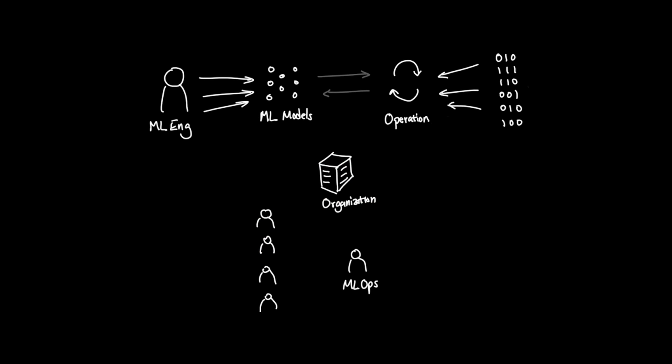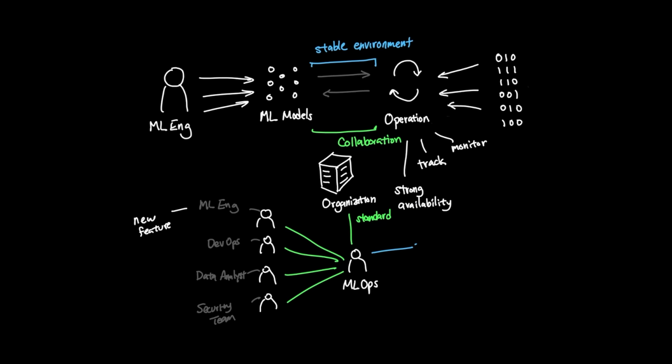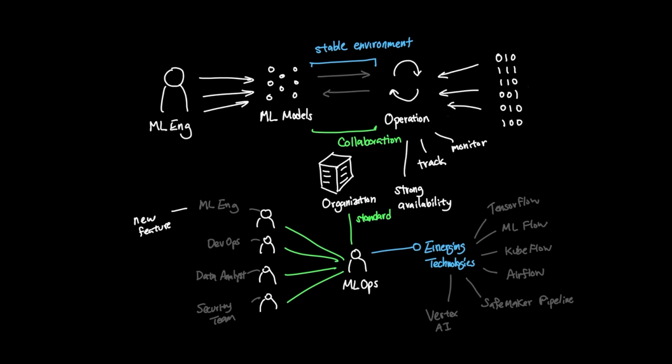Another aspect of MLOps is the collaboration layer, where you're working closely with ML engineers, DevOps engineers, data analysts, and the security team to ensure that the underlying model is meeting the company's standards, and also to create a stable environment for the entire team to confidently experiment with new features, track and monitor trials and errors from previous reruns, and have strong availability of the model. This requires MLOps to stay on top of emerging technologies like MLflow, Kubeflow, Airflow, as well as tools that help with orchestration and deployments like TensorFlow Extended, SageMaker Pipelines, and Vertex AI Pipelines.